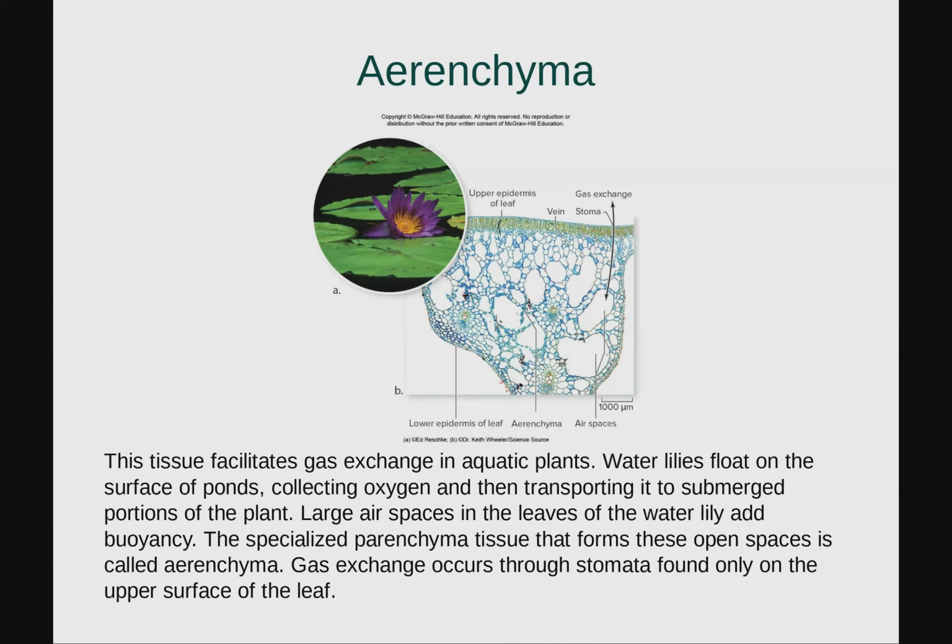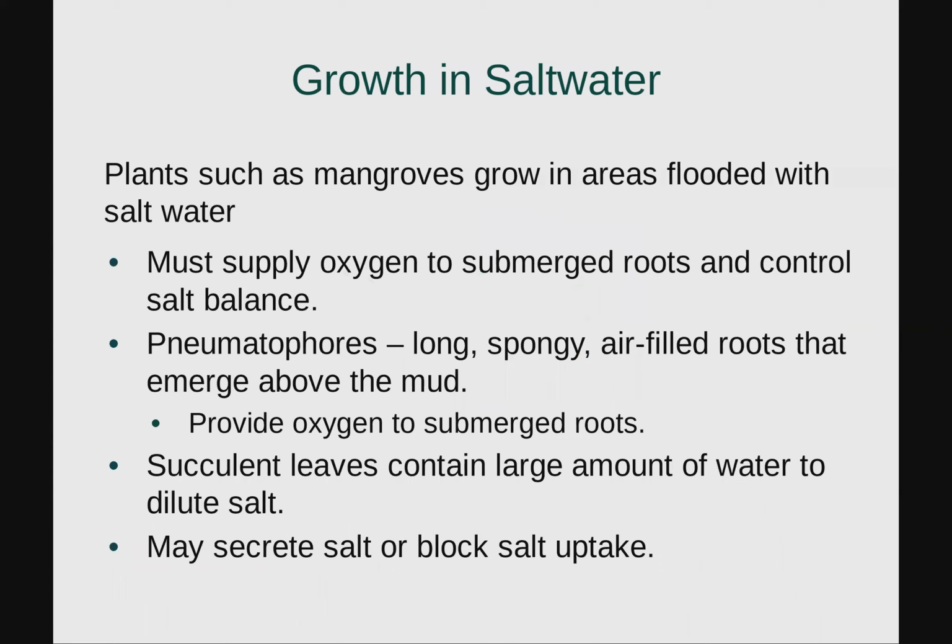Now, saltwater is another difficult thing to handle. Plants such as mangroves or salt marsh plants grow in areas that are flooded with salt water. Now, being flooded all the time is a really difficult thing to deal with, so they have to supply oxygen to their submerged roots. So we talked about pneumatophores in mangroves before, long, spongy, air-filled roots that emerge above the ground. Now, they also have evolved succulent leaves that contain large amounts of water to help dilute salts, and plants have also evolved the capacity to secrete salt or block salt uptake as well.